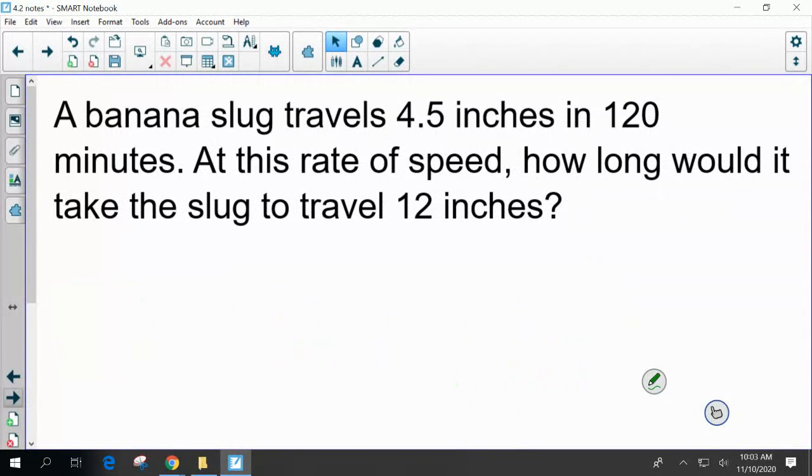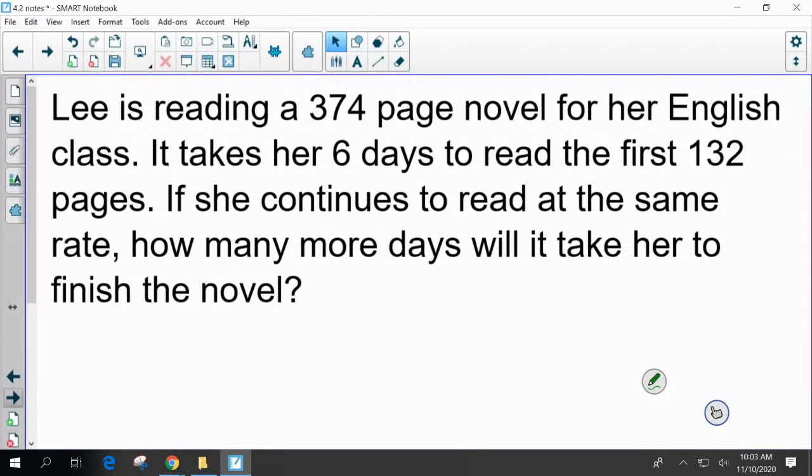Okay, I would like you to pause your video and do this problem. And then I would like you to also pause your video and do this problem. So you'll have to pause your video for both of them. And then I will explain them.